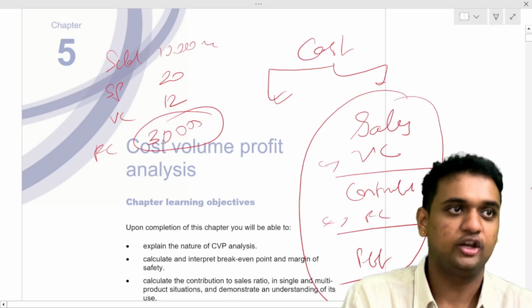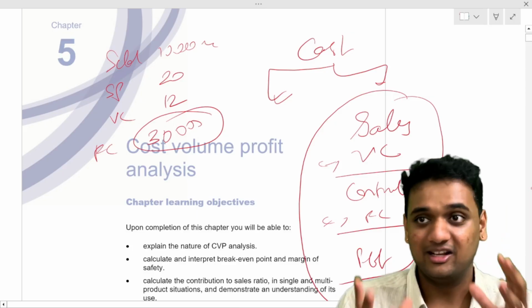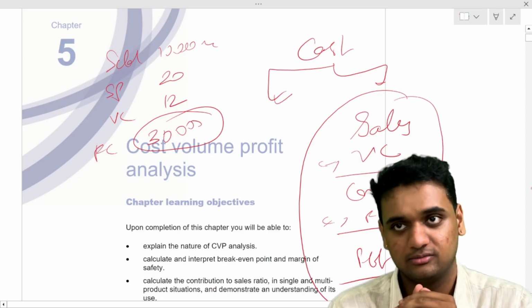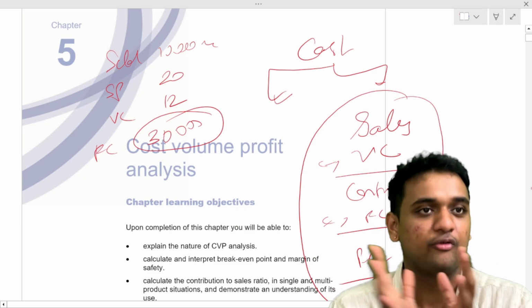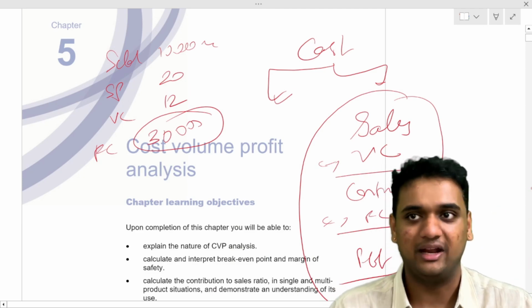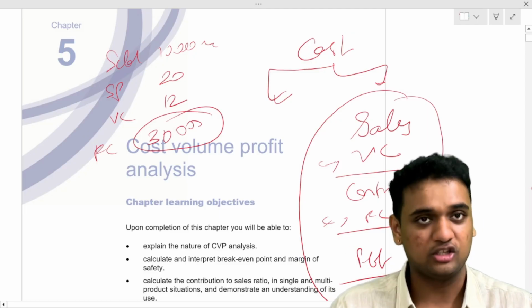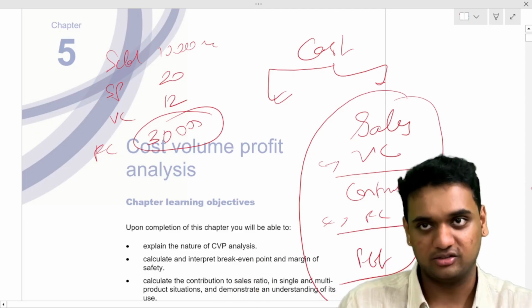How much it is contributing to the recovery of fixed cost. That is, it is giving 80,000 rupees to recover my fixed cost. Contribution, the word, you can keep any word of your choice. And why they've kept that amount of 80,000 rupees as contribution is, it talks about how much it contributes to recovering fixed cost.